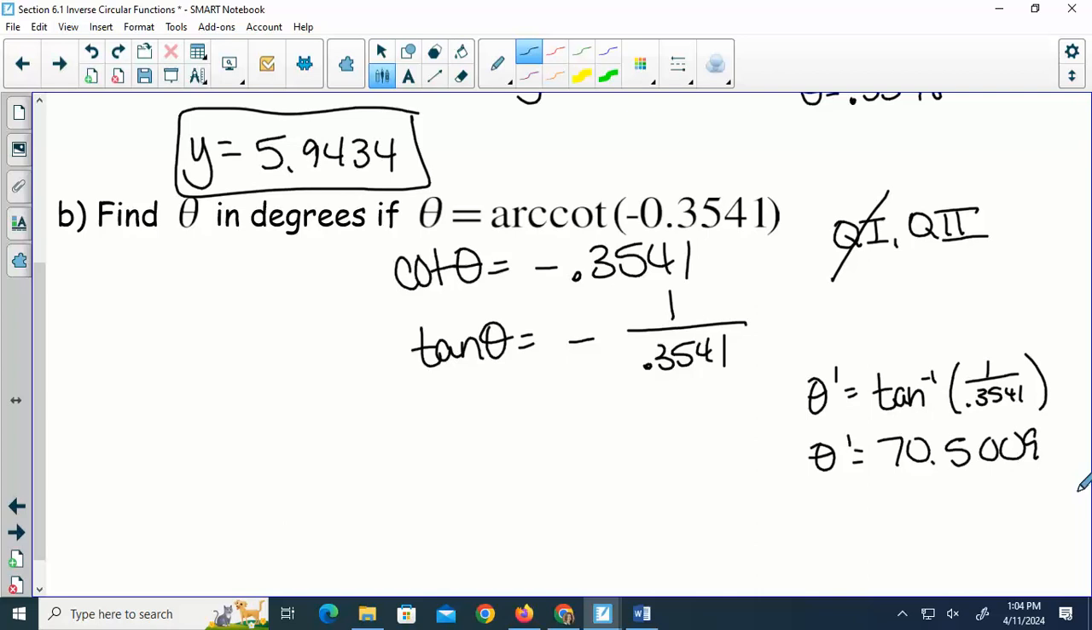Okay, so what quadrant do we need? How do we put that in quadrant 2? Subtract from the top. We're in degrees, so it'd be 180 minus.